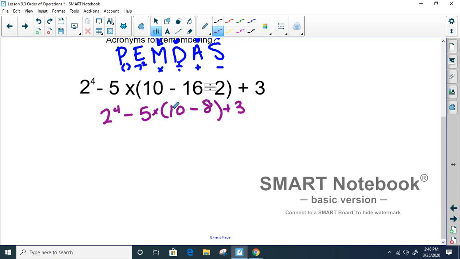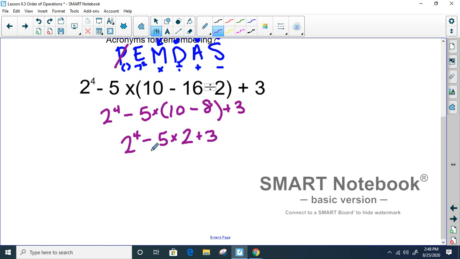Now, I see that I have not finished my parentheses yet, so I can't be done. I can't move on yet. I know that 10 minus 8 is 2, and now I've solved everything in my parentheses. So I'm going to bring down everything else I haven't used yet, and I'm going to cross off this P. I've used it up. Parentheses is over.